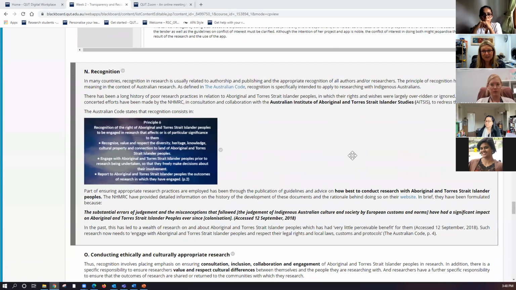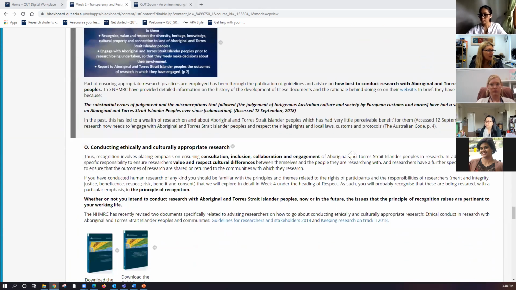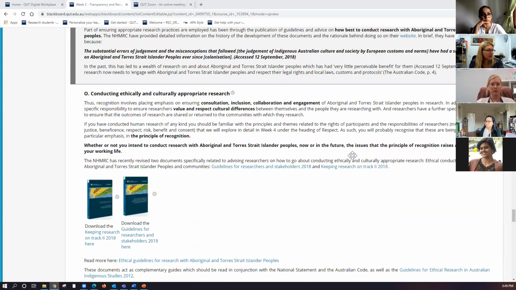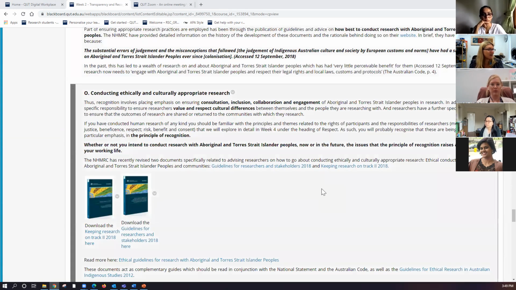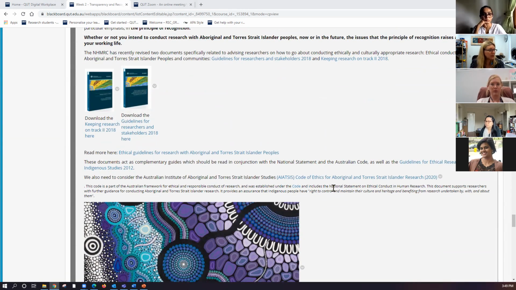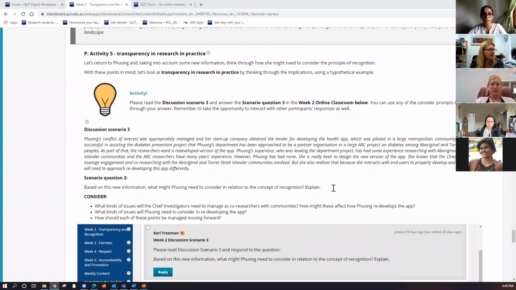So the last scenario was a really interesting one around the recognition, particularly in this case of Aboriginal and Torres Strait Islander people. And as you can see here on the screen, how much there is now. All of this would only be recent, now that people have realized that this is something that's very important regarding ethics, of course. So here we can see the discussion 3.